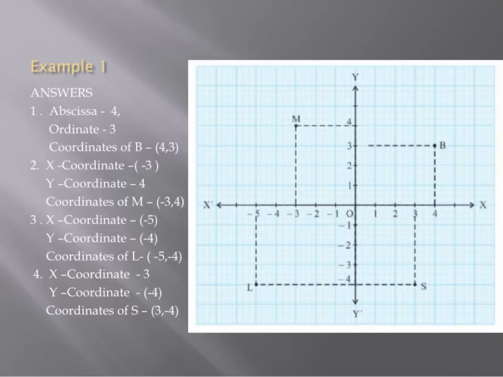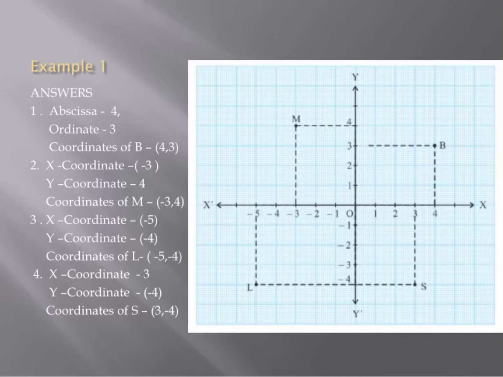In the first statement, we are asked to find abscissa, ordinate and coordinates of point B. Now students, you know that abscissa means the x coordinate and ordinate means the y coordinate of ordered pair (x, y). Now here you can see that x coordinate of point B is 4 and y coordinate is 3. So abscissa is 4, ordinate is 3, and coordinates of point B are (4, 3). Students, this you have to keep in mind that ordered pair is represented by (x, y). So whenever you are writing any ordered pair, you have to write x coordinate first and then y coordinate.